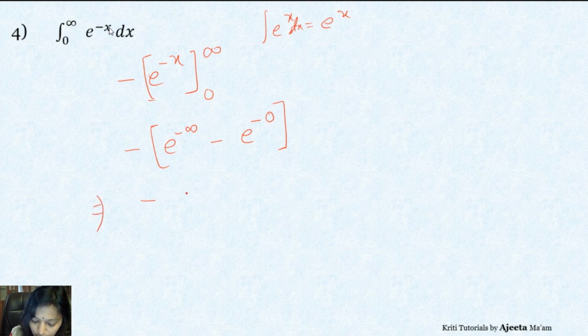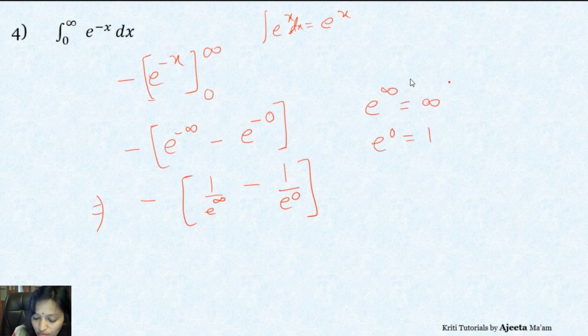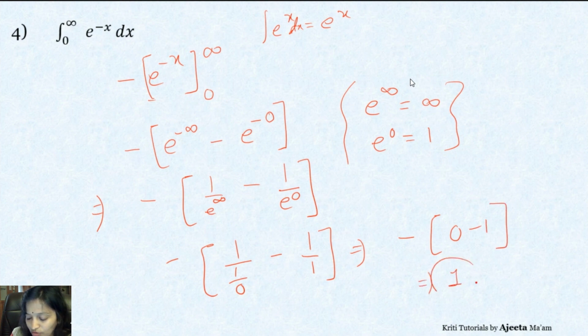So now what will you get? You will get simply 1 upon exponential infinity minus 1 upon exponential 0. Now there are two things related to exponents that we can use here. What are those two things? The value of exponential infinity is simply infinity and exponential 0 is always 1, right? So these two values we can directly use. So we have 1 upon infinity. Infinity I can write as 1 upon 0, and here I get 1 upon 1. So here I get minus 0 minus 1. So what will you get as the answer? 1. So that's a simple answer that we can get, right?